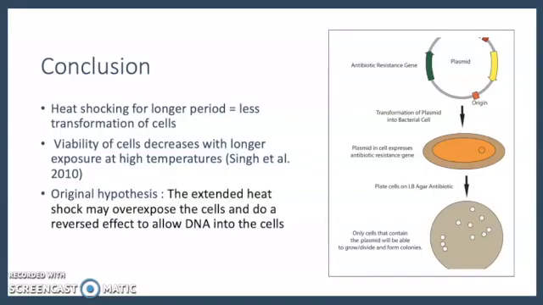In conclusion, if the experiment was carried out correctly, it would be expected that the transformation would have been less than the plus plasmid. And we found that the heat shocking for a longer period equaled less transformation of the cells. And this could have been because the viability of the cells decreases with longer exposure at high temperatures.